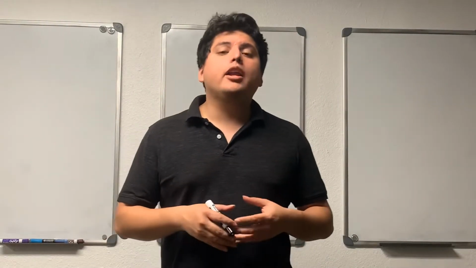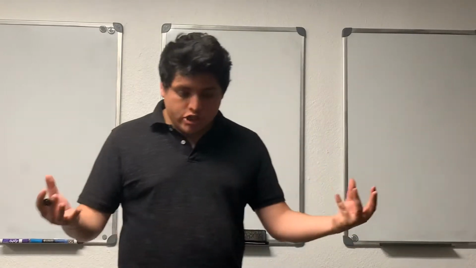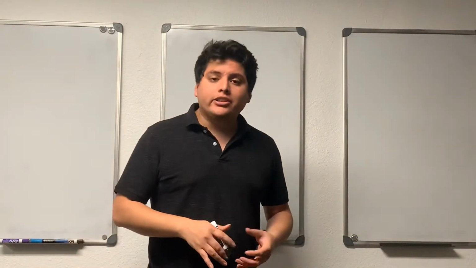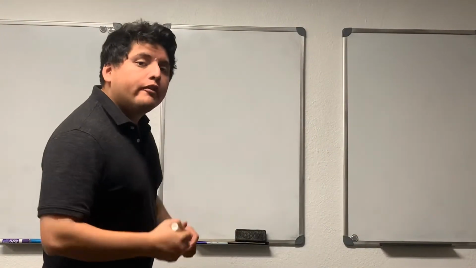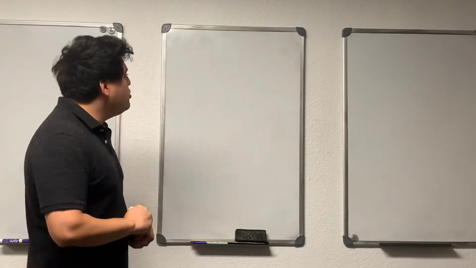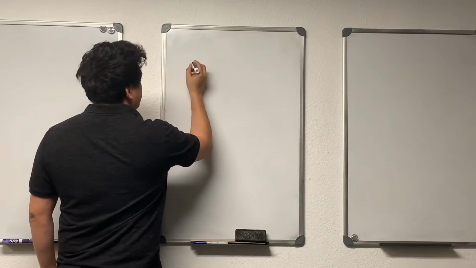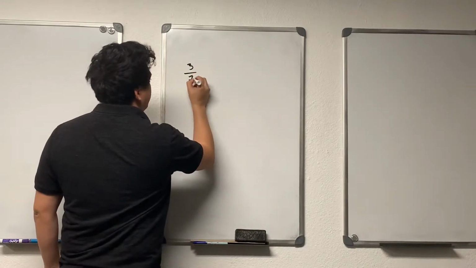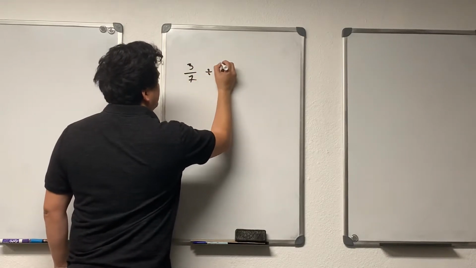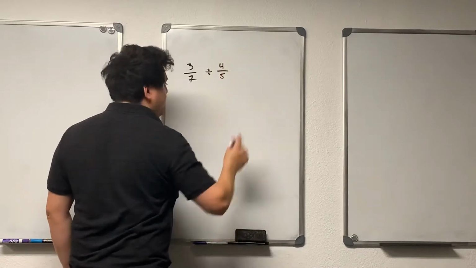Today we're going to be talking a little bit about division of fractions. How do we divide fractions? Now, dividing fractions can be a little bit tricky, so let me give you a few examples on how we can do just that. Let's say I have the division of 3 over 7 divided by 4 over 5.